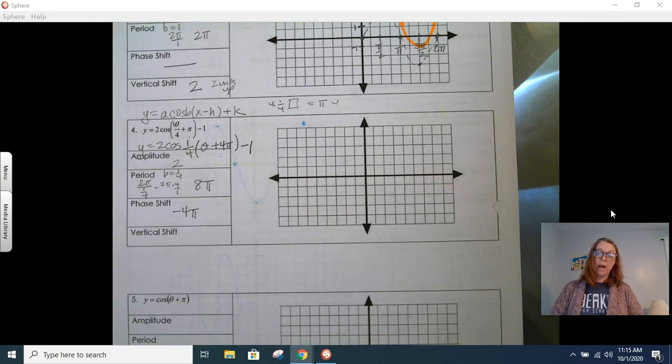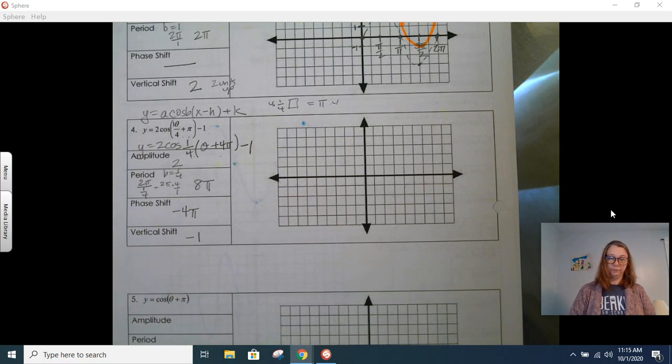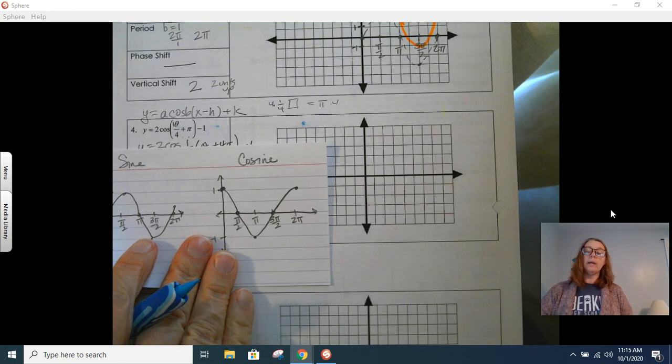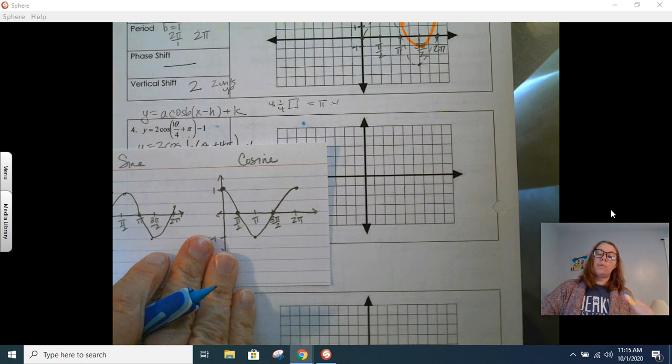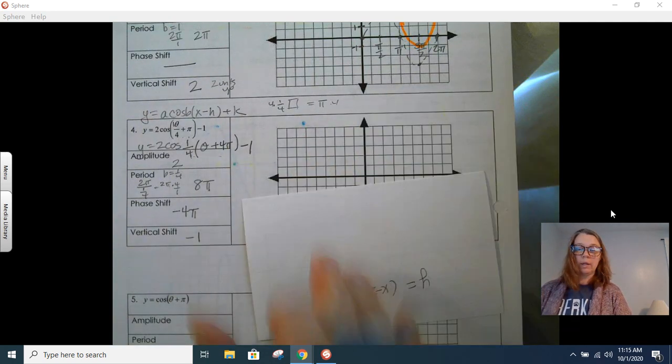It's negative 4 pi, and I have a vertical shift of -1. Look, I've got everything. Isn't that exciting? Okay, so cosine. Here's my parent function for cosine. For these, I like to start out by thinking, all right, what would this look like with my new period and my new amplitude? Okay, so I'm just going to do a clean sketch over here, I think.